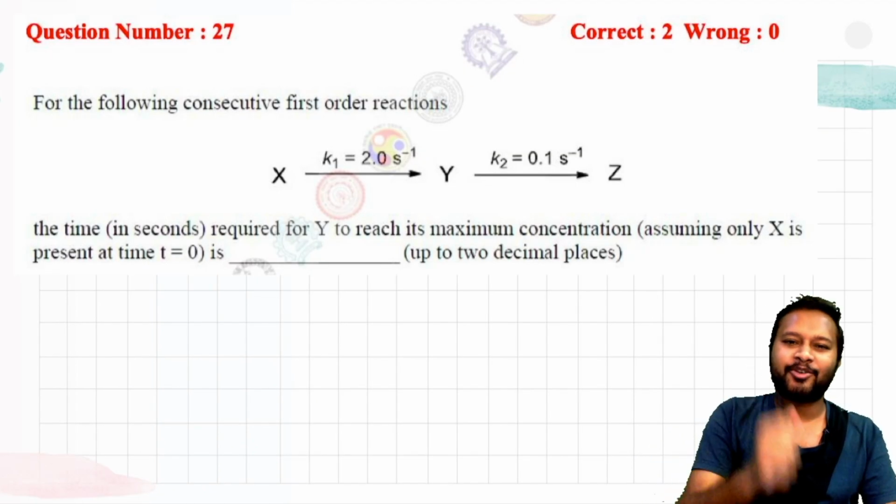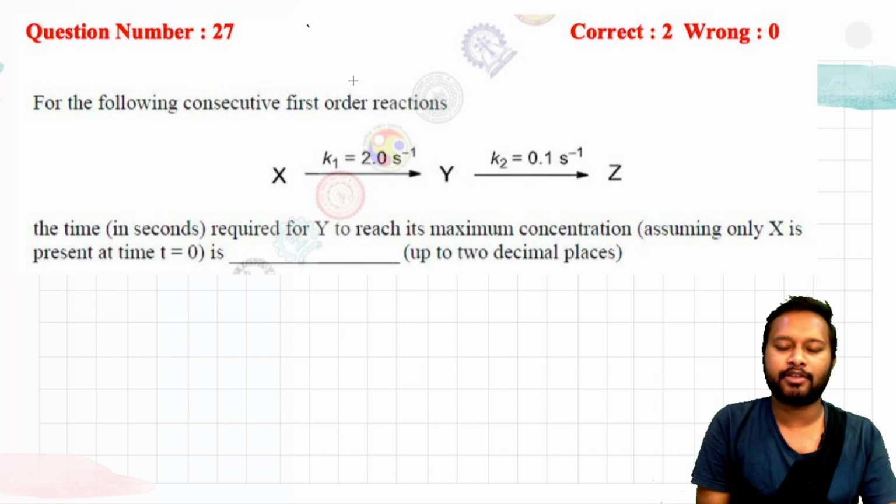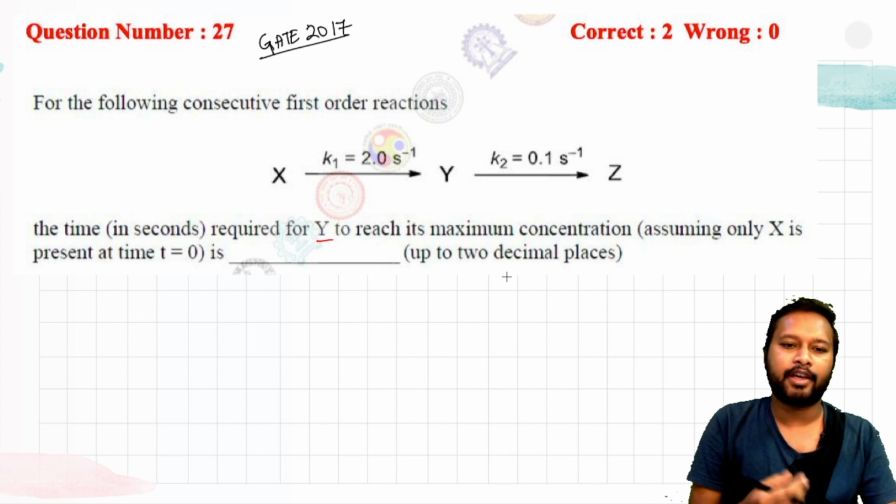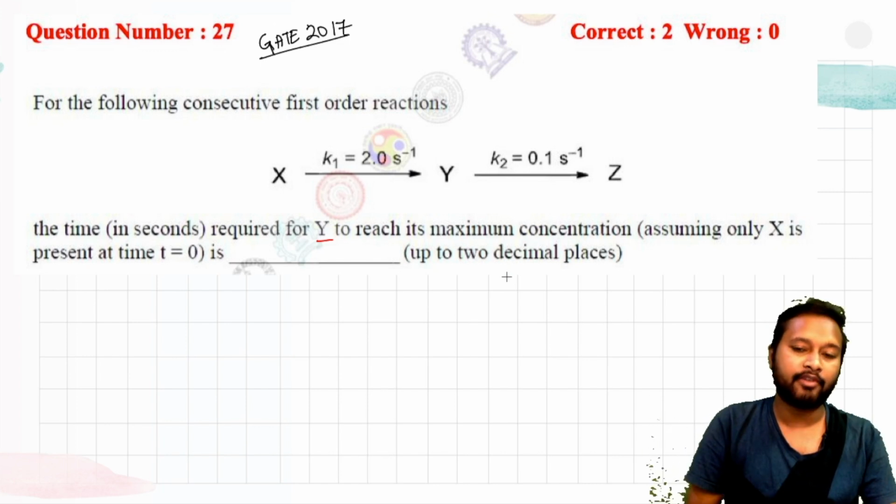All right guys, let's try to do this question. This was asked in the GATE 2017 exam. The question says that the following consecutive first order reaction is given to you. This is again from consecutive reactions. The time in seconds required for Y to reach its maximum concentration, assuming only X is present at time T, is. For this we have a direct equation.